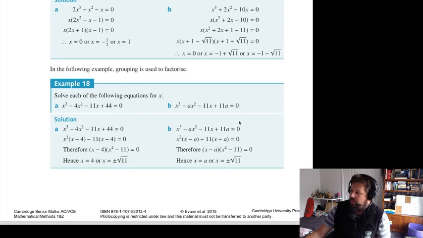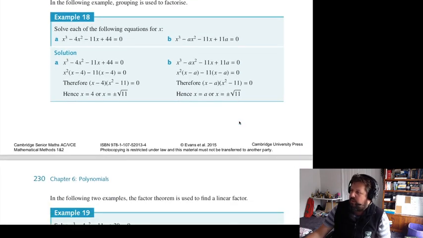Alrighty, cool. We're pumping through it today. In this example, number 18, we're going to use grouping to factorize. Cool. So we've got a cubic, happy days. Let's write it out.